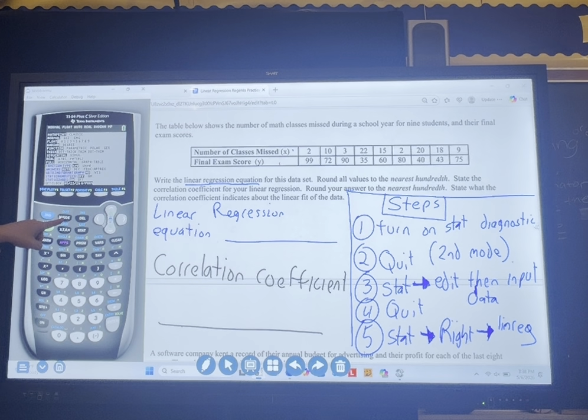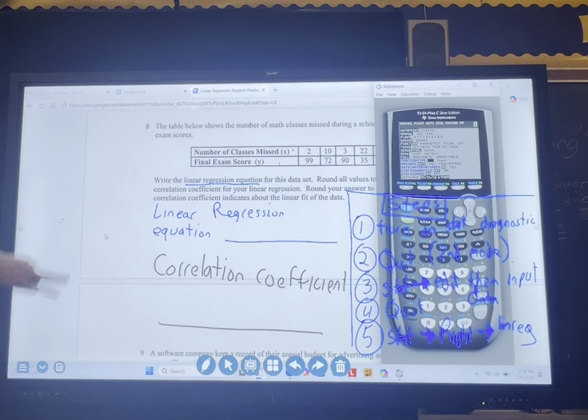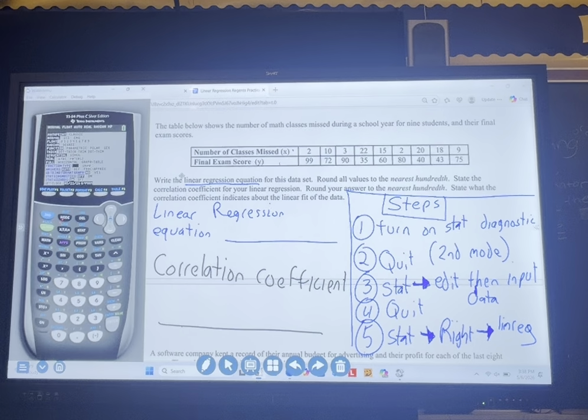I go to mode. I scroll all the way down to the bottom. I hope you can see this calculator well enough. Go down to the bottom till it says stat diagnostics, using this button here, which lets me go all the way down. I go to stat diagnostics, hover over the on button, and press enter. I have now turned my stat diagnostics on.